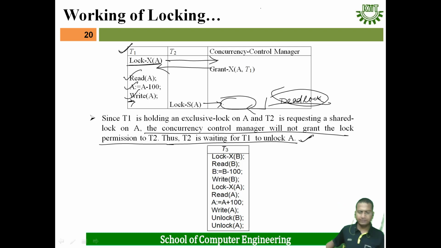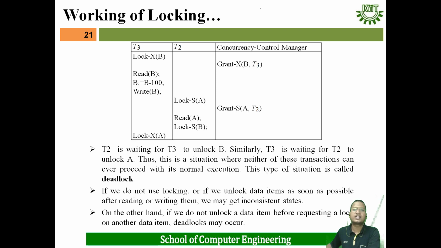Okay. Similarly, another transaction T3 is there, and T3 wants to apply a lock. Suppose T3 is transferring 100 rupees from account B to account A. Then in the T3 transaction also, it wants the exclusive lock on B, and after some time, it wants the exclusive lock on A. Here also the T3 transaction depends on the T1 transaction. That means in this case, T2 depends on T1, and again T3 depends on T1. And such kinds of situations are known as deadlock situations.